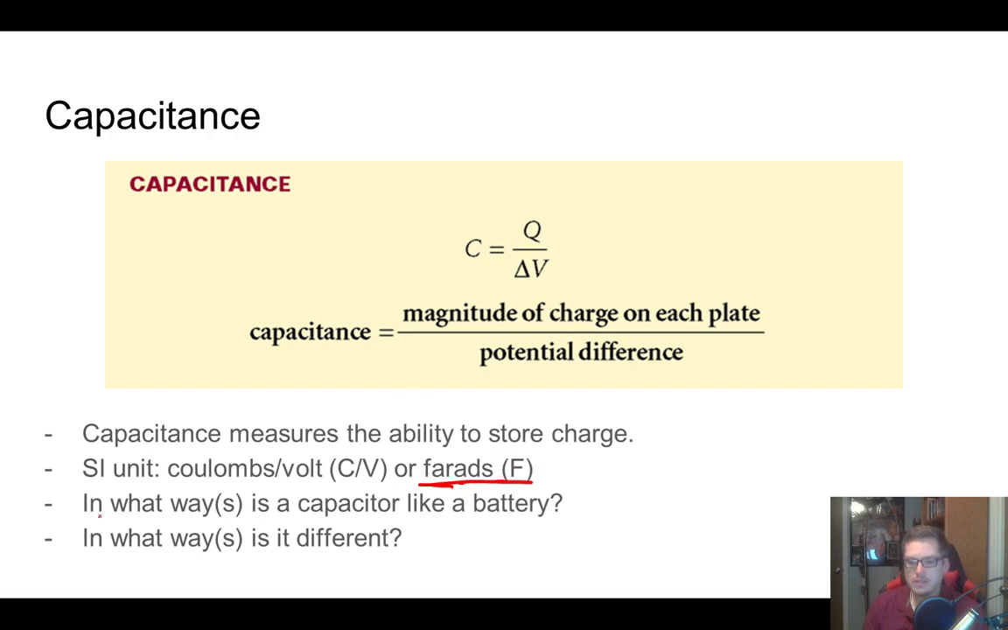Then we ask the question, in what ways is a capacitor like a battery? Well, it's like a battery in that they both store electrical potential energy.